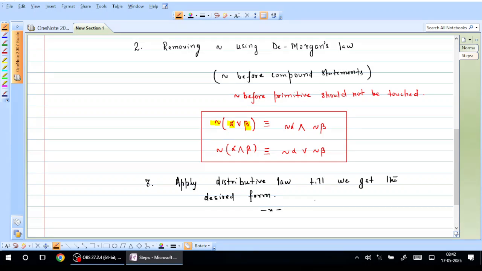So let us try to solve some problems and see how we can handle them. And once we learn these three steps, it becomes easier to determine whether the given statement is a tautology or contradiction or satisfiable. So number 1, I am going for the DNF conversion. So let us take the problem.